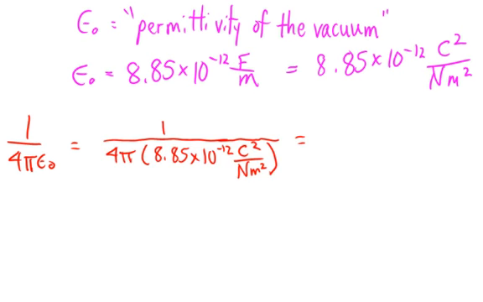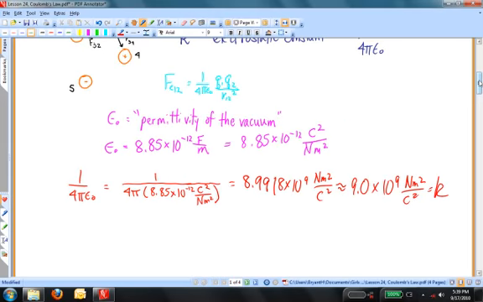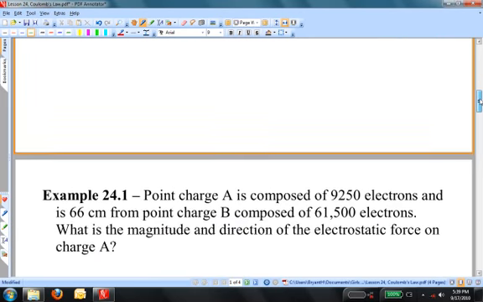What I get in my calculator is 8.9918 times 10 to the ninth. And if you round that to 2 sig figs, you get 9 times 10 to the ninth newton meters squared per coulomb squared, which is what we've said is the electrostatic constant K. Now let's go and work some numerical problems.